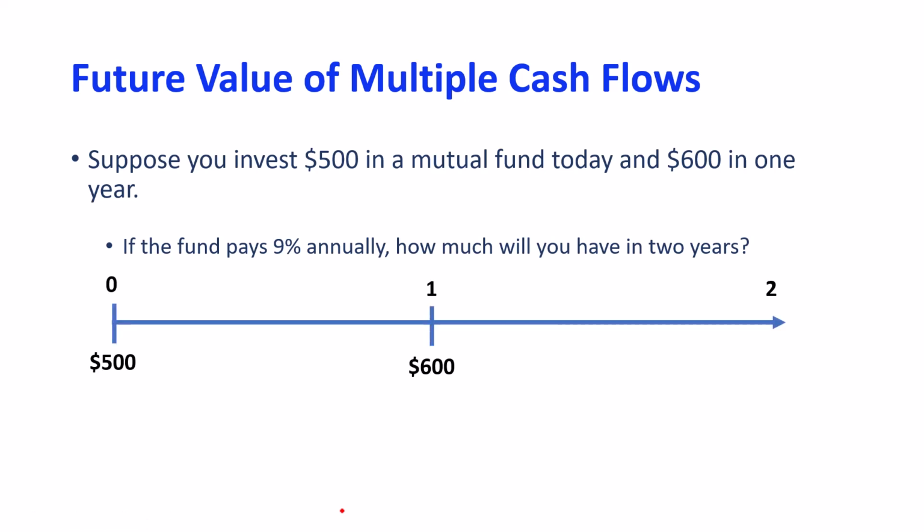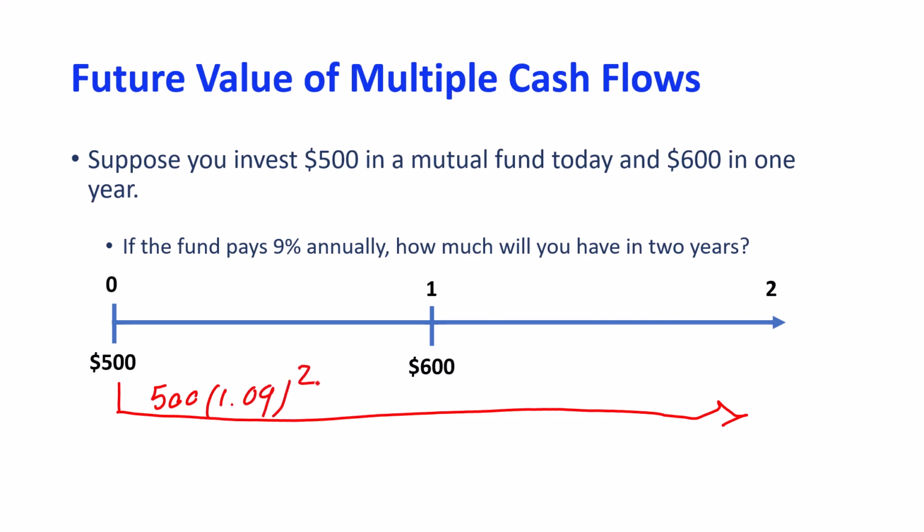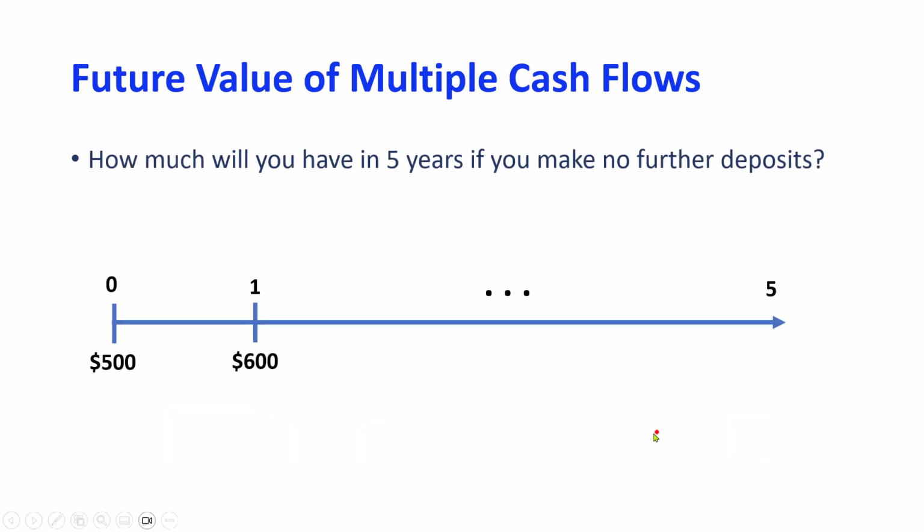Let's look at another example. Suppose you invest $500 in a mutual fund today and $600 in 1 year. If it pays 9% annually, how much will you have in 2 years? So again, all you're doing is finding the future value of this first cash flow, which is 500, times the future value factor raised to the power of 2, and then 600 times 1.09 raised to the power of 1. And then all you're doing is adding them up to find the future value.